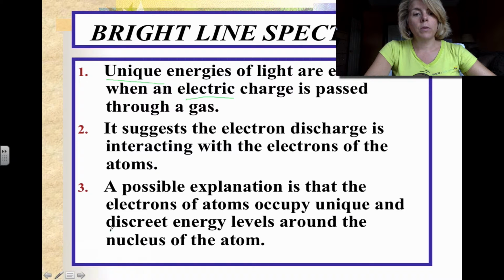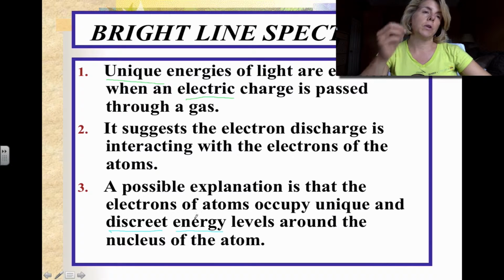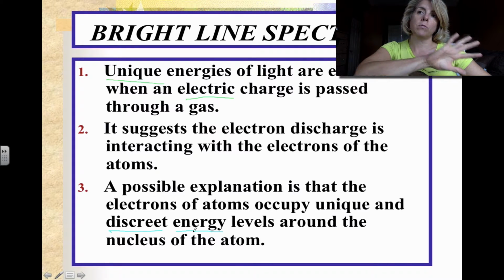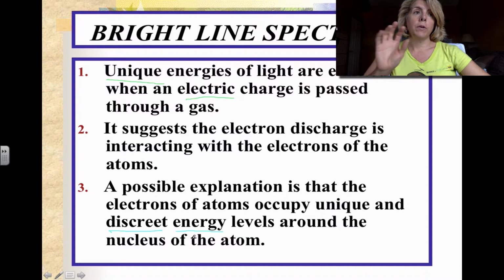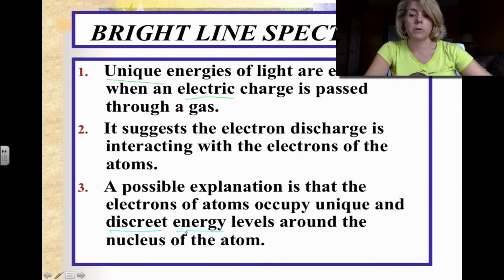But with the bright line spectrum that I just showed you, there have to be discrete energy levels. Otherwise, we would see a rainbow of color, and we do not see a rainbow of color. If we saw a rainbow of color, that would mean the electrons occupy many different places within the atom. But we know that is not the case, because we don't see that in a bright line spectrum.